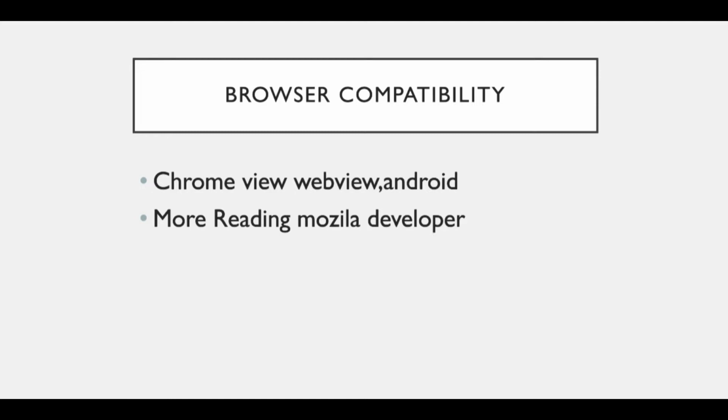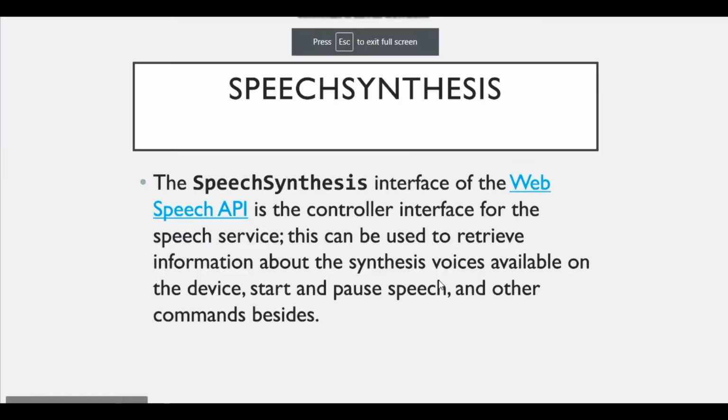So the Web Speech API, we're going to see it. Okay guys, we are going to see other methods and events around it. The SpeechSynthesis interface of the Web Speech API is the controller interface for the speech service, and this can be used to retrieve information about the synthesis voices available on the device, start and pause speech, and other commands.